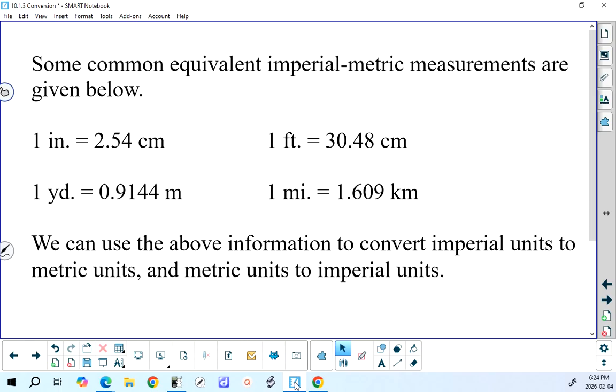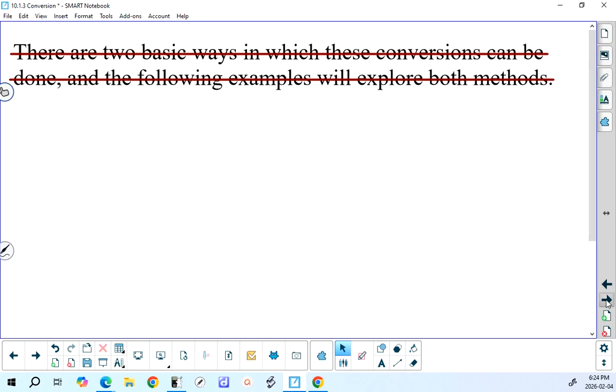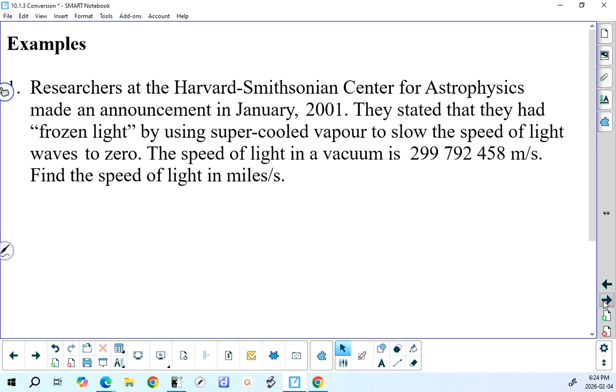All right, let's do some examples. In your notes, it says there are 2 basic ways that it can be done. I've decided over the years, and I just have to edit this so it's gone, that I don't like the 2 different methods. I'm going to stick with the ratio method. And I'm going to tell you right now that when you convert between imperial and metric, you need a ratio. Again, I want to shave off a few minutes here.